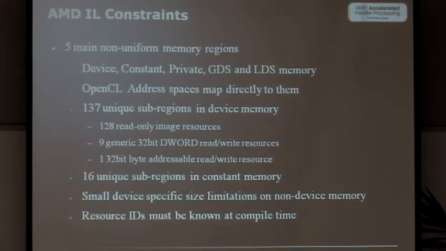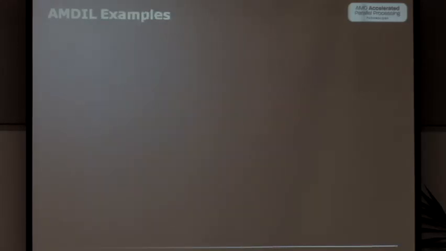And then, as I mentioned, resource IDs must be known at compile time. So how do we allocate reads and writes to all these different types of memory if we have to know the resource IDs? That makes us have to do pointer tracking and a lot of data dependence analysis.